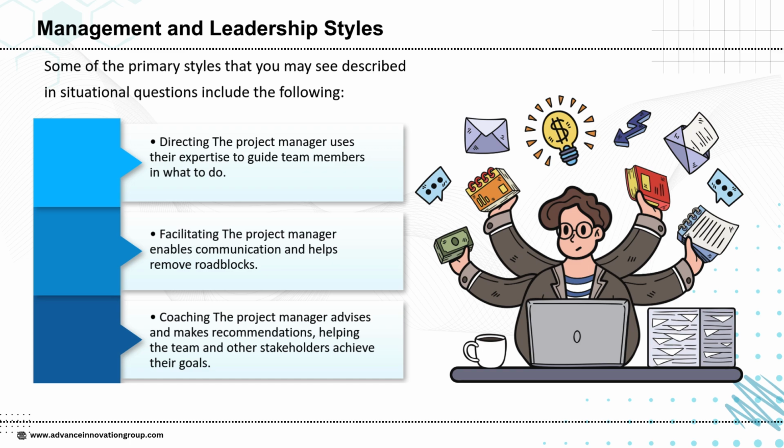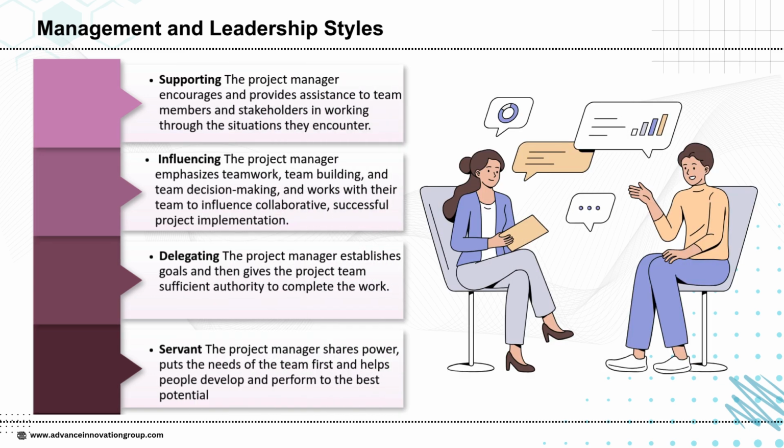The third style is coaching, where the project manager guides, advises, and makes recommendations. The focus here is on developing the team and helping stakeholders achieve their goals. Coaching is effective when the goal is long-term growth, skill development, and building stronger team independence. Beyond directing, facilitating, and coaching, there are several other leadership styles that project managers often use. The first is supporting, where the project manager provides encouragement and assistance to team members and stakeholders. Here, the focus is on helping the team work through challenges while building confidence and trust.